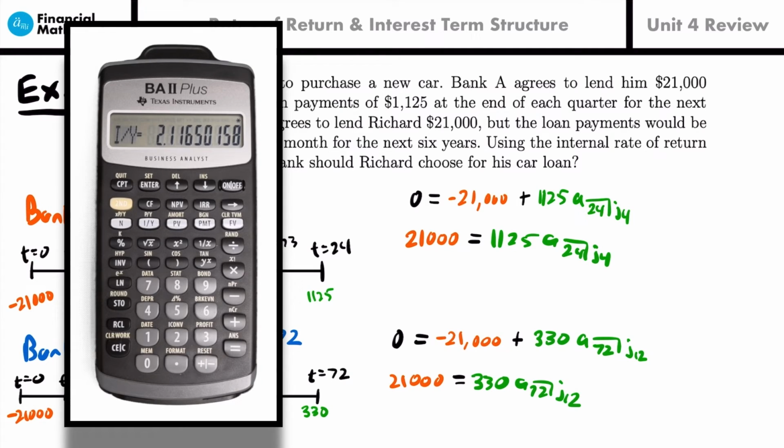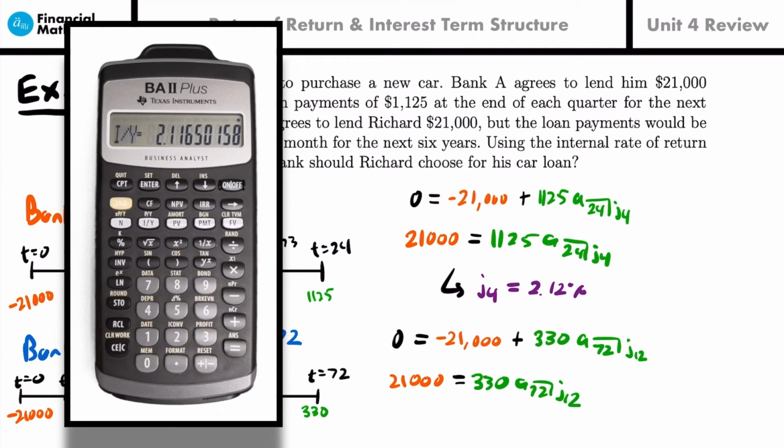Now you might have noticed the calculator did take like half a second to calculate that, and that's because it is sort of a complicated calculation, which is why I decided not to do it by hand here. Okay, if you're solving for an unknown interest rate in an annuity formula, your best bet is to use your calculator. All right, but by using the calculator, we have now found that the quarterly effective interest rate for Bank A, or J sub 4, is equal to 2.12%.